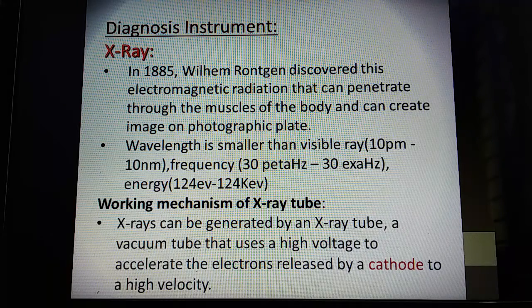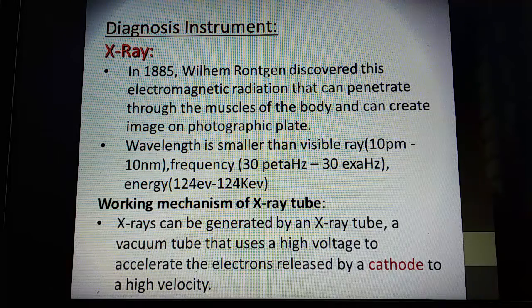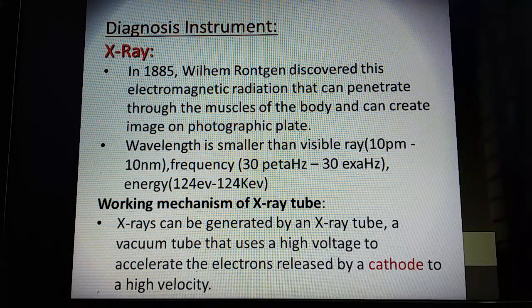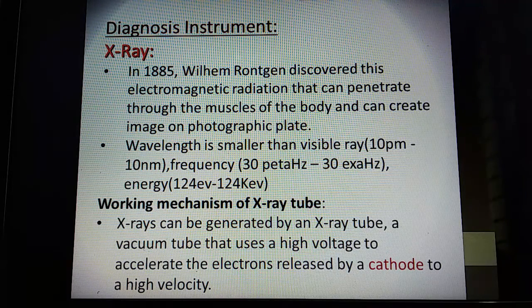So these terms or these ranges can vary in different types of X-ray. All X-rays are not of the same type. For different diagnosis systems, different X-rays are used. So their wavelength, their frequency, their energy level can vary according to which X-ray we are using. So next, the working mechanism of the X-ray tube.